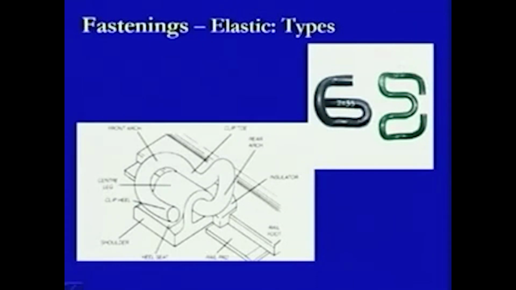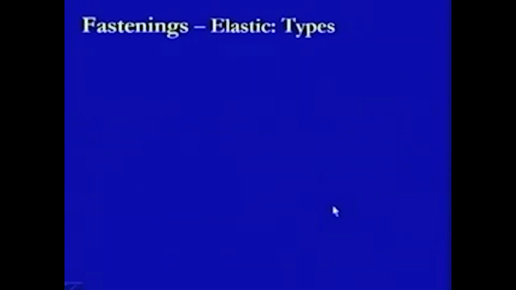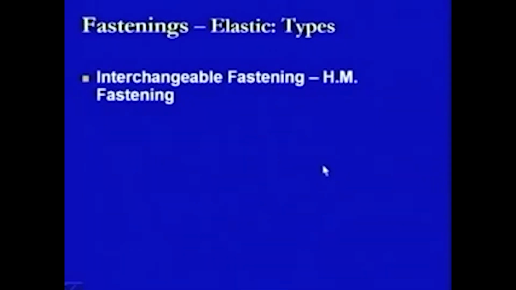So this is one type of clip which is used. This is another design which can be termed as almost twice the size of the other, and this is a type of clip which is designed. This is the IRN 202 clip, something like this clip only. Then we have HM fastening.